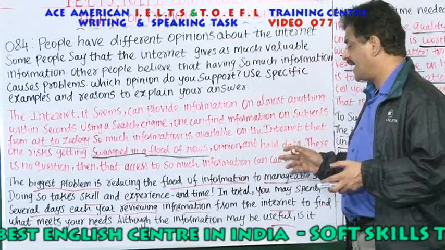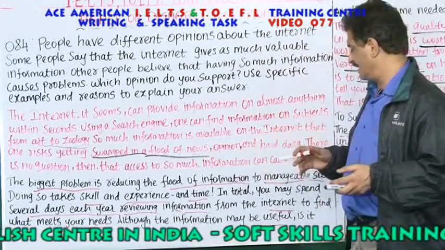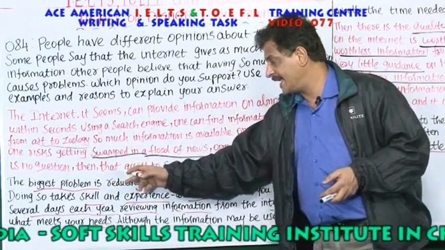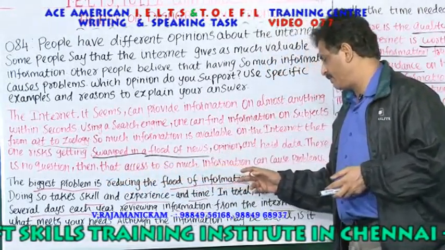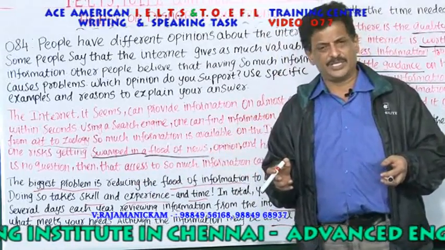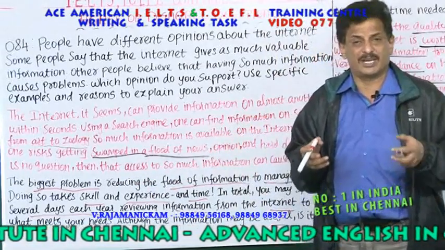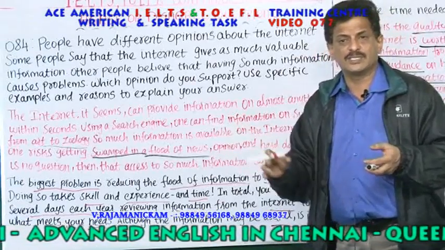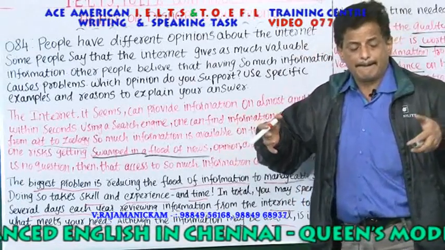So much information is available on the internet, avvalavu thagavalgalai inaiyadalathil irukkirathu, that one risks getting swamped. ஒருவருக்கு ஆபத்து வருகிறது. ஸ்வாம்ப்ட் என்றால் என்ன? பல ஆயிரம் தகவல்கள் ஒரே நேரத்திலே, நீங்கள் அந்த தலைப்பை பற்றி டைப் அடித்தவுடன் பல தகவல்கள். ஸ்வாம்ப்ட் என்றால் என்ன? கடல் அலைகள் போன்று வேகமாக வருகிறது.